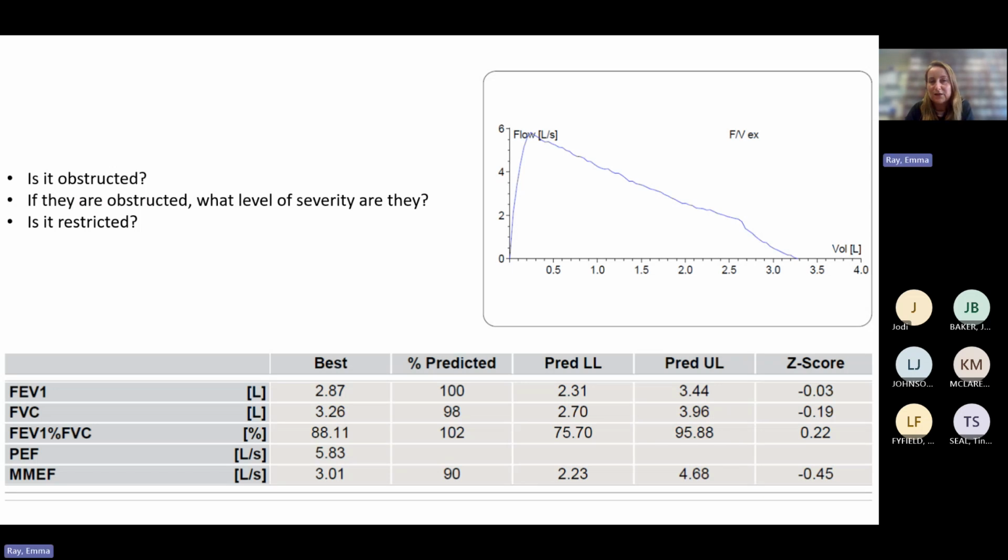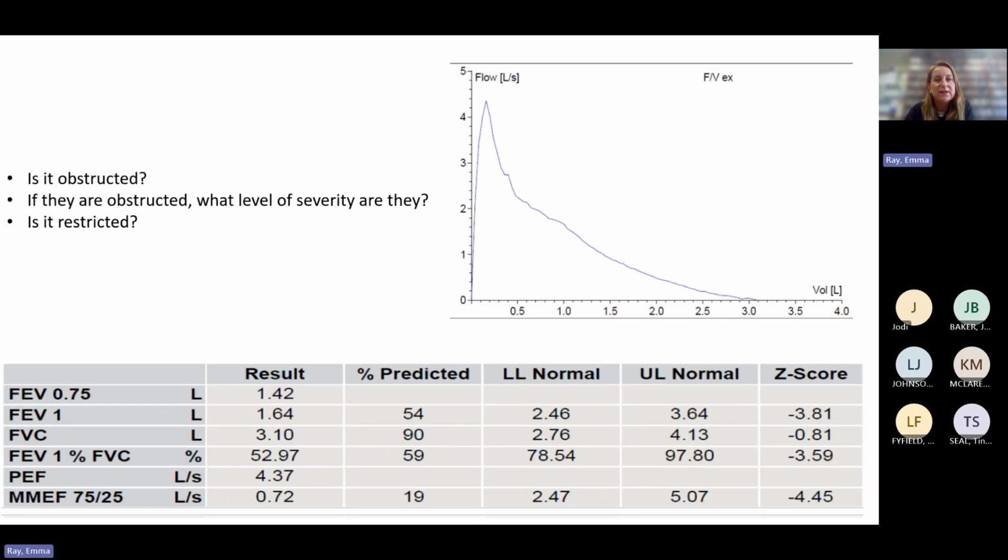It's not, is it? So it's normal. So this spirometry is normal. And then if we go to the next one, this one, you do have a bit of scooping there. So that would suggest that this patient potentially could be obstructed.